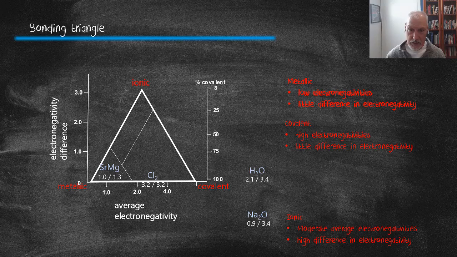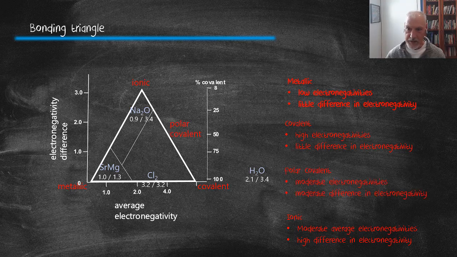At the top of our triangle, we have ionic species. They have a moderate average electronegativity. That occurs because we have a metal usually combining with a nonmetal, something with a low electronegativity pairing with something with a high electronegativity. Hence, we're calling them moderate averages. However, there is a high difference between their electronegativities. And my example here is sodium oxide. Here we can see the average lies somewhere around 2.2 and the difference about 2.5.